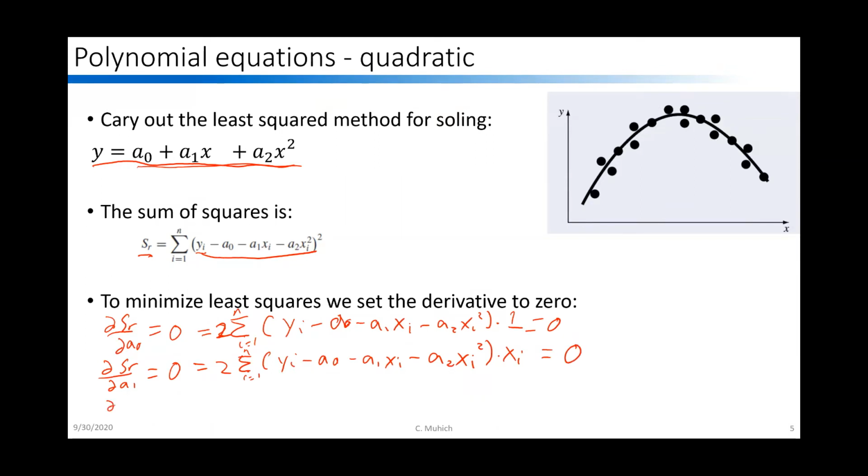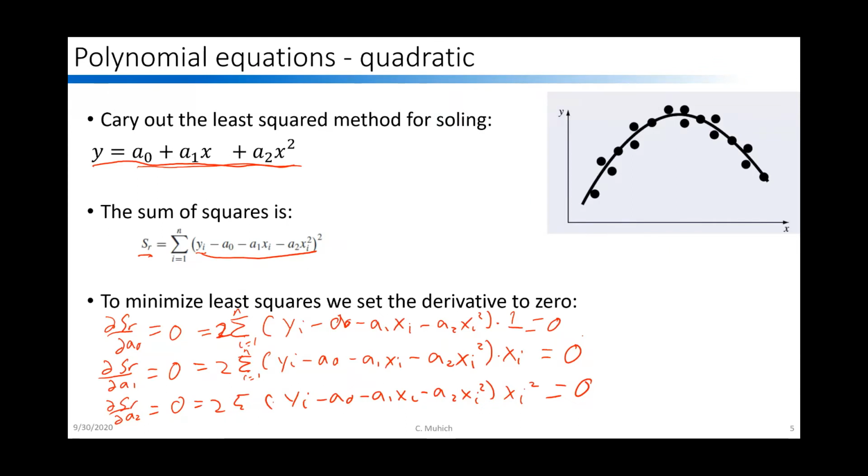And then we can do this again. The derivative of SR with respect to a2 is 0: twice the sum of yi minus a0 minus a1 xi minus a2 xi squared. The derivative of the inside with respect to a2 is just xi squared. We're going to set that all equal to 0.